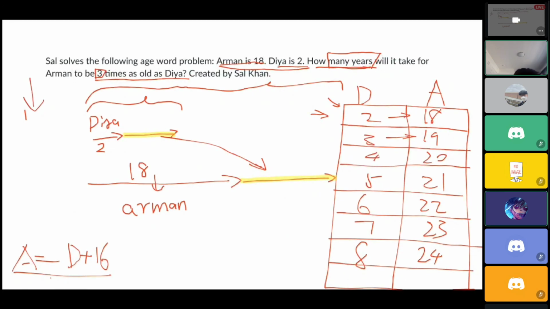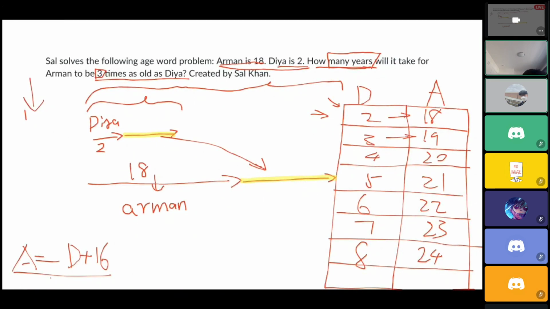Because when D is 2, plus 16 equals 18, and then when D is 3, plus 16 is 19. How does that apply in the real scenario? Like in terms of age. Because each year, both of them add 1, so that's a universal condition, right? Everyone's getting older at the same pace, right?